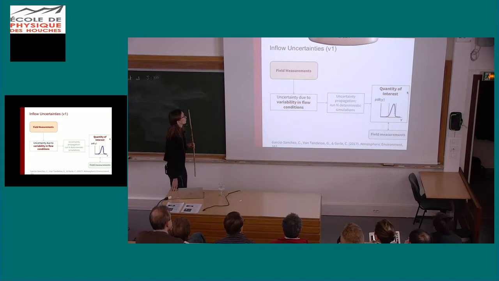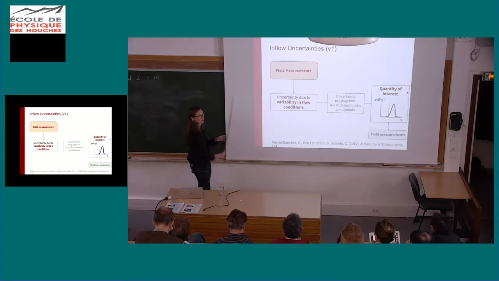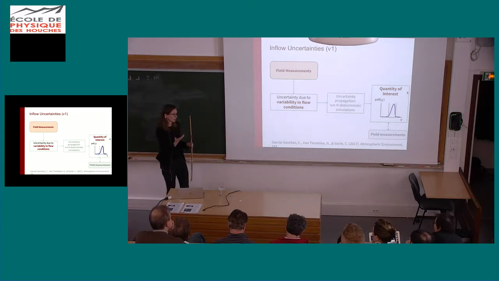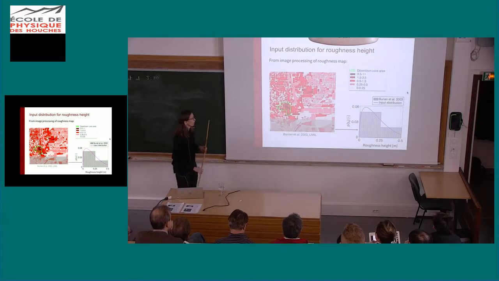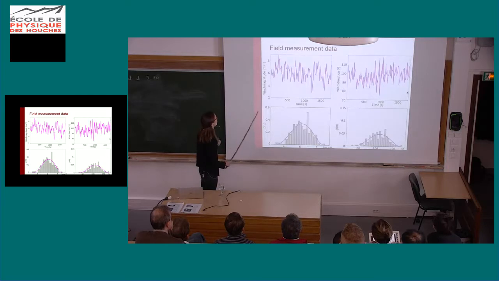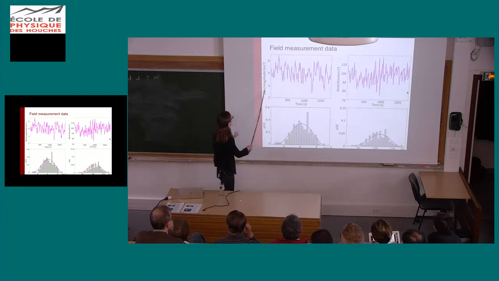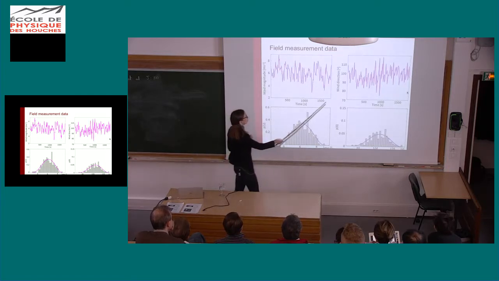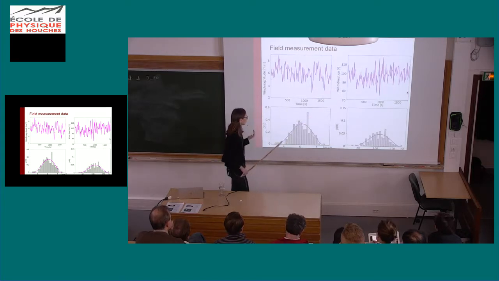And in the first version of this inflow uncertainty quantification framework, we just used field measurements because we had a sensor that was right at the inlet of our computational domain. For the roughness height, we relied on an image roughness map that we digitized to fit a distribution to the roughness height. I think the more interesting part is here, where we look at the wind magnitude and the wind direction. So we have a time series at our inlet of the domain for the magnitude and the direction, and we can really just convert that into a PDF, right?